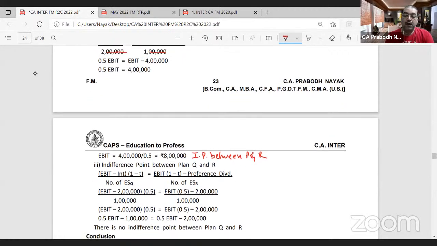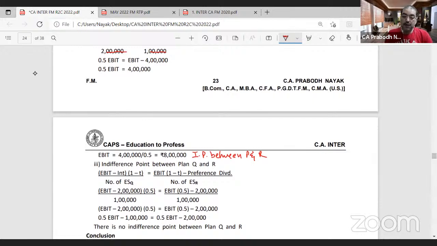Okay. Now we have indifference point between Q and R. Now indifference point between plan Q and R.